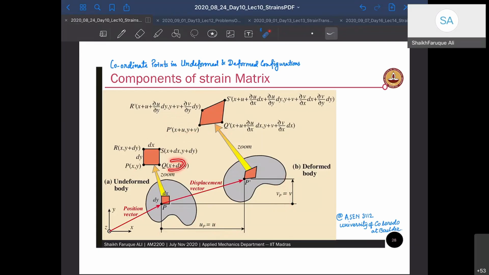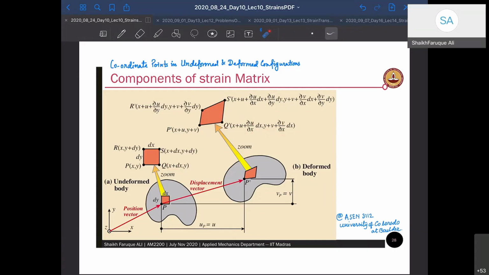Now Q dash, it is moved along X. So the coordinate of Q dash is going to be X plus U plus dU by dx into dx. Similarly, the Y coordinate of Q dash is going to be Y plus V plus dV by dx into dx.